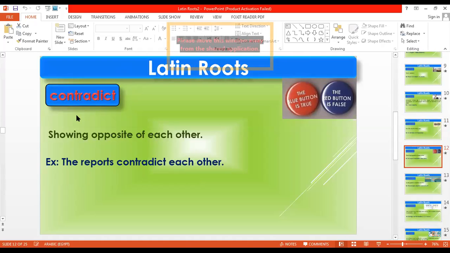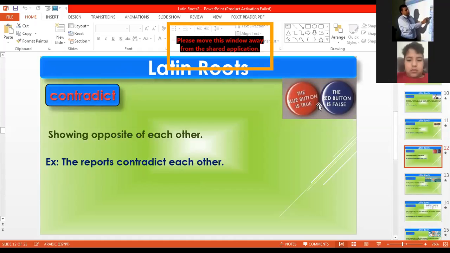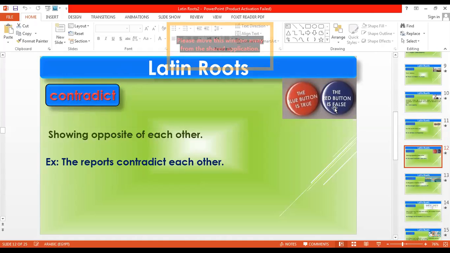Contradict. Contradict means it's like the opposite. Like the word right contradicts the word wrong. If you look at the two buttons here, the blue button is true, but the red button is false. So the words true and false contradict. Contradict means showing the opposite of each other. For example, the reports contradict each other.